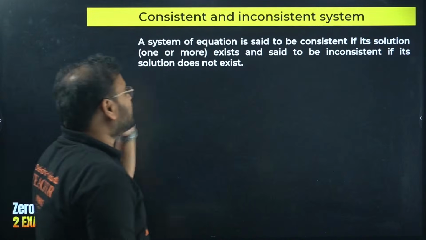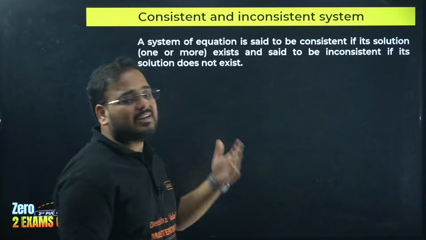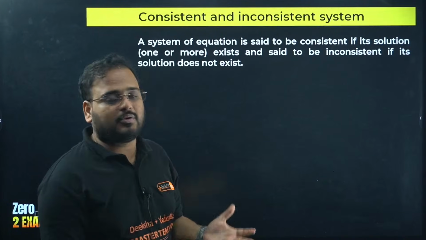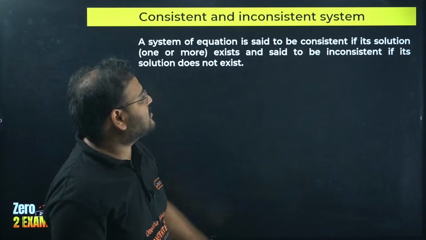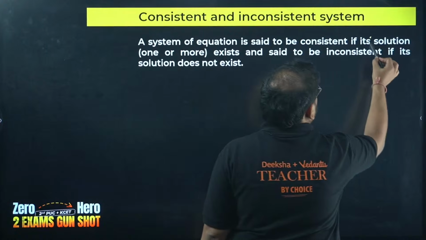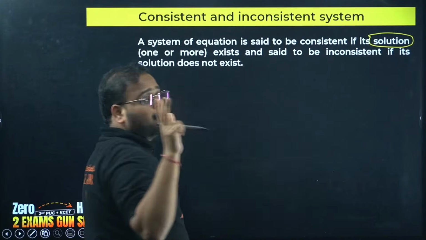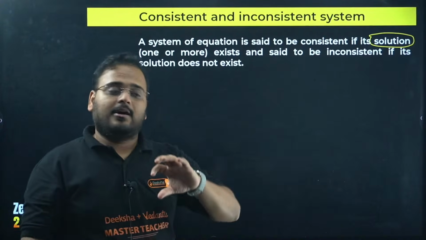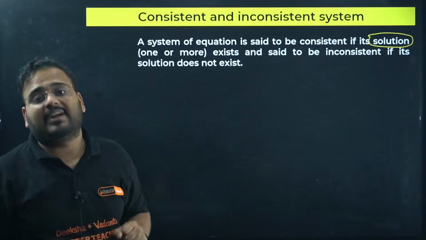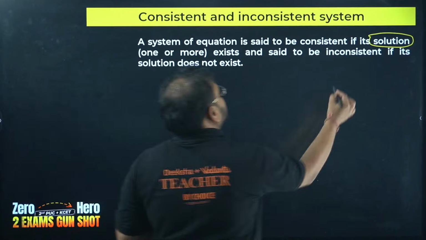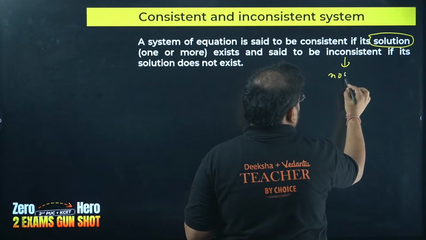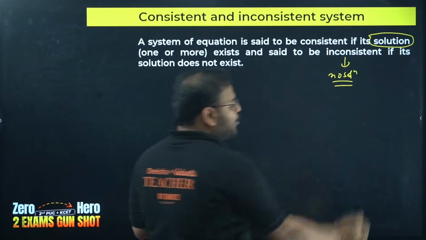Consistent and inconsistent systems. Whenever the inverse exists, we can find the solution. A system of equations is said to be consistent if a solution exists. In this case we have two particular cases: when we have a unique solution and when we have infinite solutions. Inconsistent means the case of no solutions.